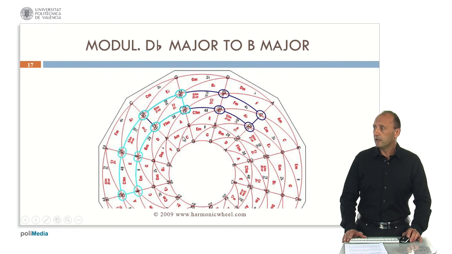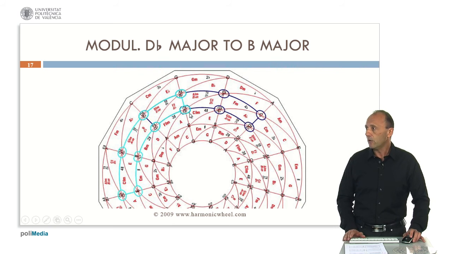On the contrary, if we use the harmonic wheel, we can see here the tonic D flat with these consonant chords. And here we can see the tonic B with these 6 chords. So here we can directly see that the chords common to both keys are D sharp minor and F sharp major, or the enharmonic chords E flat minor and G flat major.